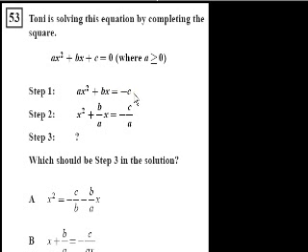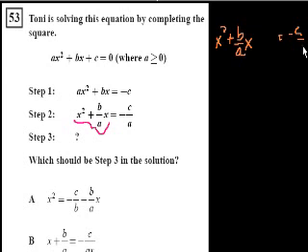Okay, that's fair enough. And then he divided both sides by a. Right, that's fair enough. He got minus c over a. Which step should be step 3 in the solution? So he's completing the square. Essentially, he wants this to become a perfect square. So let's see how we can do that. We have x squared plus b over a x is, and I'm going to leave a little space here, equal to minus c over a.